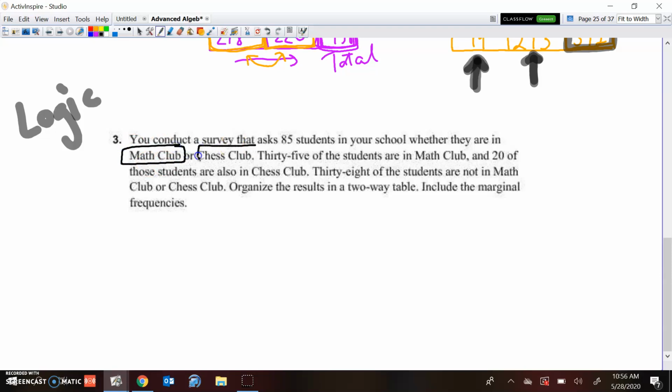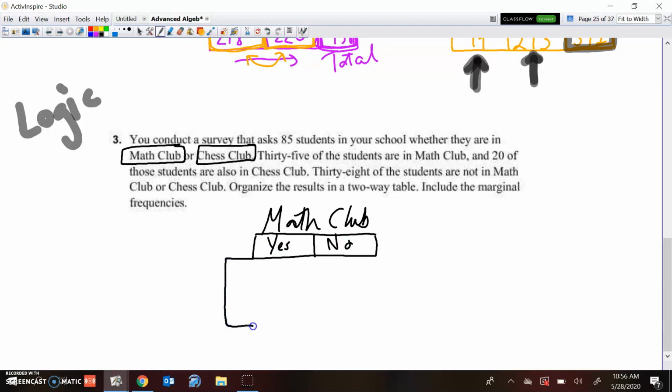So it has nothing to do with male or female. They don't tell us anything about that. So that's going to be my two clubs, my two categories. My math club is going to be 1, and in that, they either are, yes, or they are not, no. Now my other club is going to be chess club, and with that, they either are or they are not.